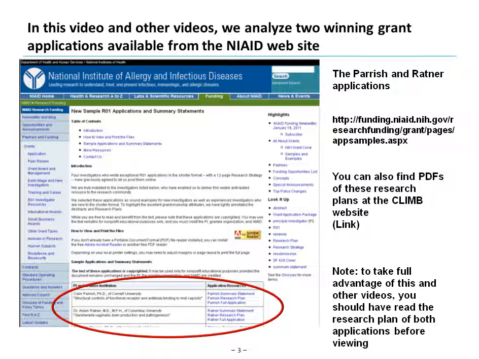Note, to take full advantage of this and other videos in this sequence, you should have read the research plan of both applications before you view this video. We're dealing with a lot of important technical information, and it's important to have a basic understanding of what these applications are trying to accomplish.